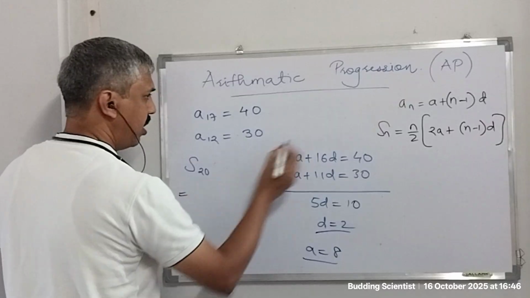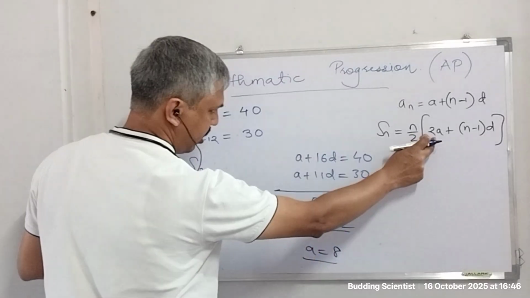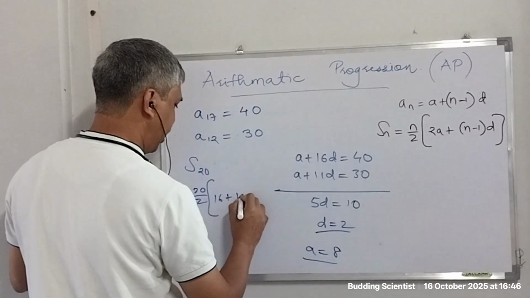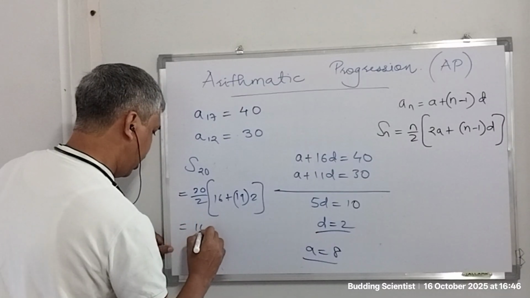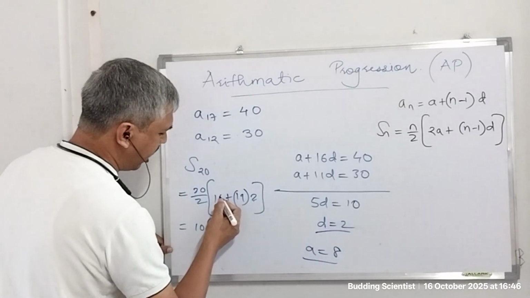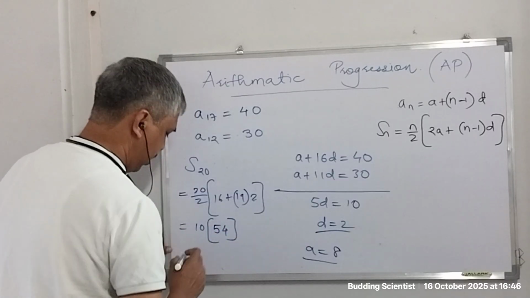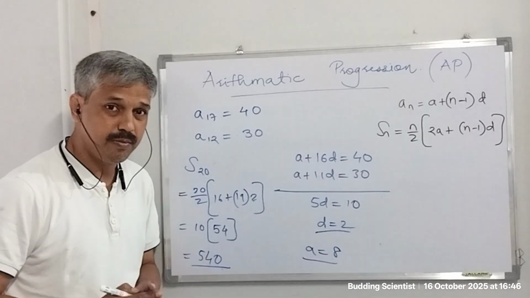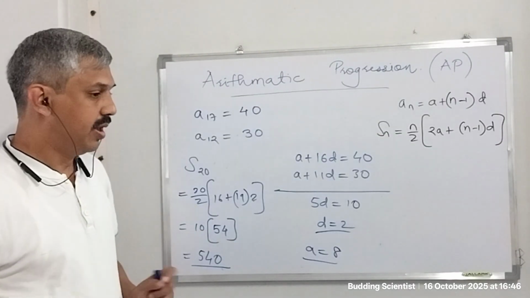S20 is equal to 20 by 2 into bracket 2a. 2a means 2 into 8, 16, plus n minus 1, 19, into d, which is 2. 10 into bracket 16 plus 38 is 54. So the answer is 540. We can use the formula and get the answer. It is not that difficult.